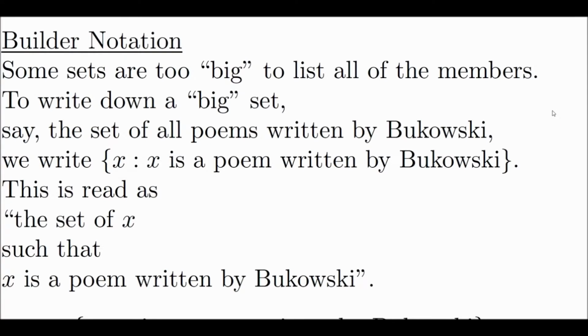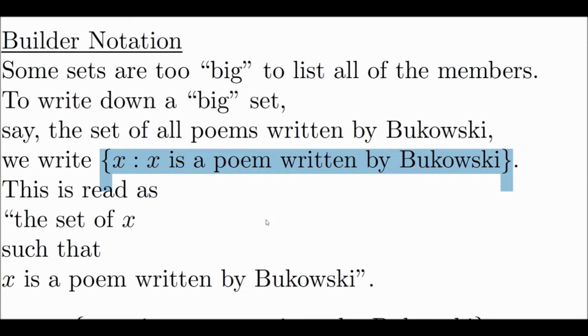Here's another notation for writing down sets. This is called builder notation. Some sets are too big to list all their members in between braces. So to write down a big set, say the set of all poems written by Bukowski, we'll write something like this. Okay. You read this as the set of X such that X is a poem written by Bukowski.